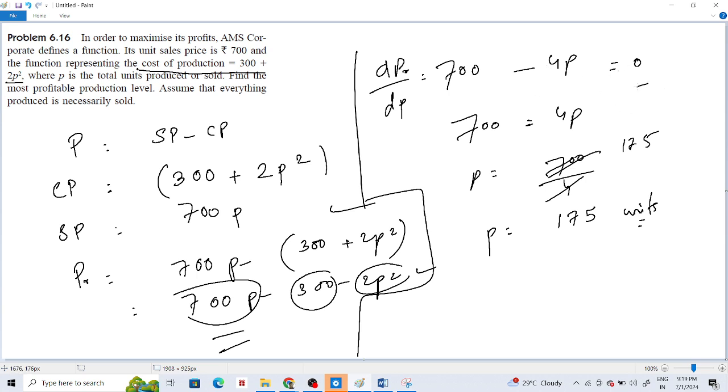Now this whole thing equated to 0. Why? Because in maxima minima, after we differentiate the required function, we equate it to 0 so as to find out for which value of x the function is maximum or minimum. So from here we get P is equal to 175. So that means when we produce 175 units, at that time this profit function will be maximized. Understood?